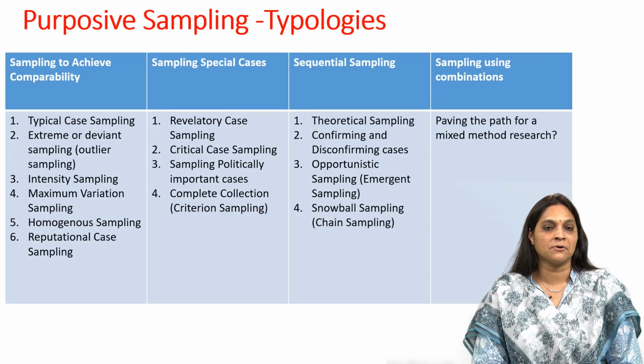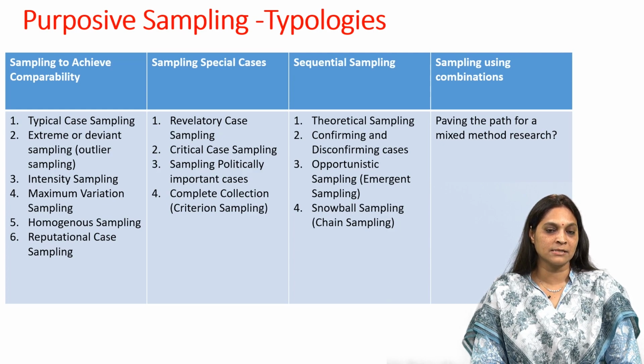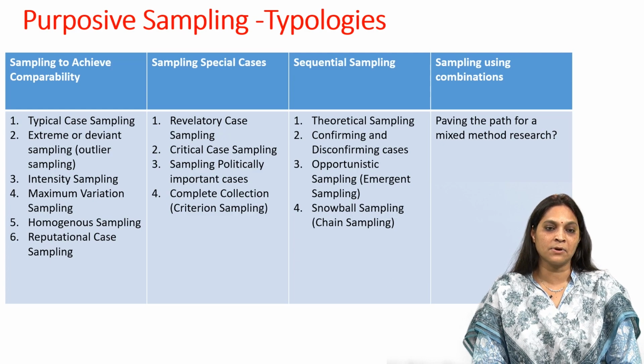There are many types of purposive sampling, and to understand these typologies better, we have assembled them into 4 different categories. The first is sampling to achieve comparability, the second is sampling of special cases, the third is sequential sampling, and the fourth is sampling using combinations. Now, if you look at this entire table, this provides a world view or the entire world of purposive sampling. So, you will get a bird's eye view of all possible techniques which are used in purposive samples.